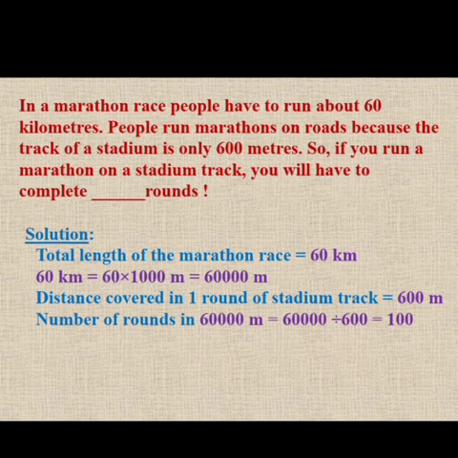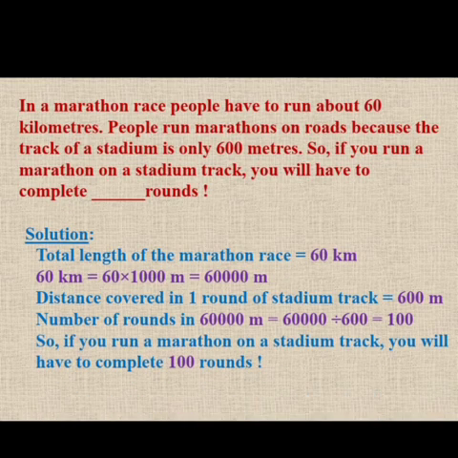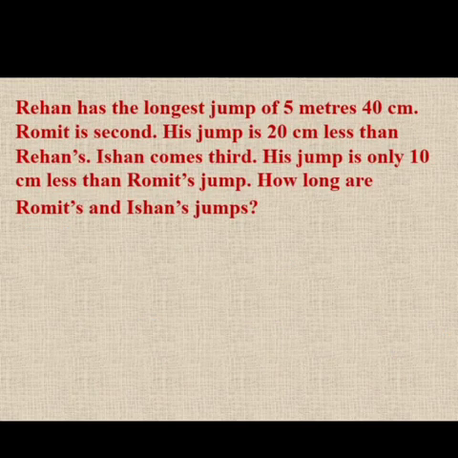Students, you can cover 600 meter in one round. Therefore, you have to find out the number of rounds in 60,000 meter. That means 60,000 divided by 600 is equal to 100. So, if you run a marathon on a stadium track, you will have to complete 100 rounds.